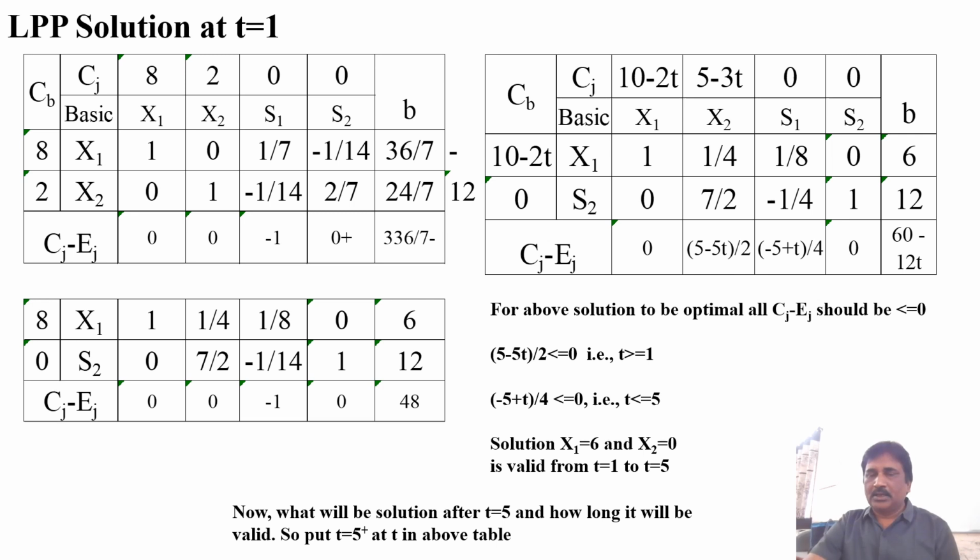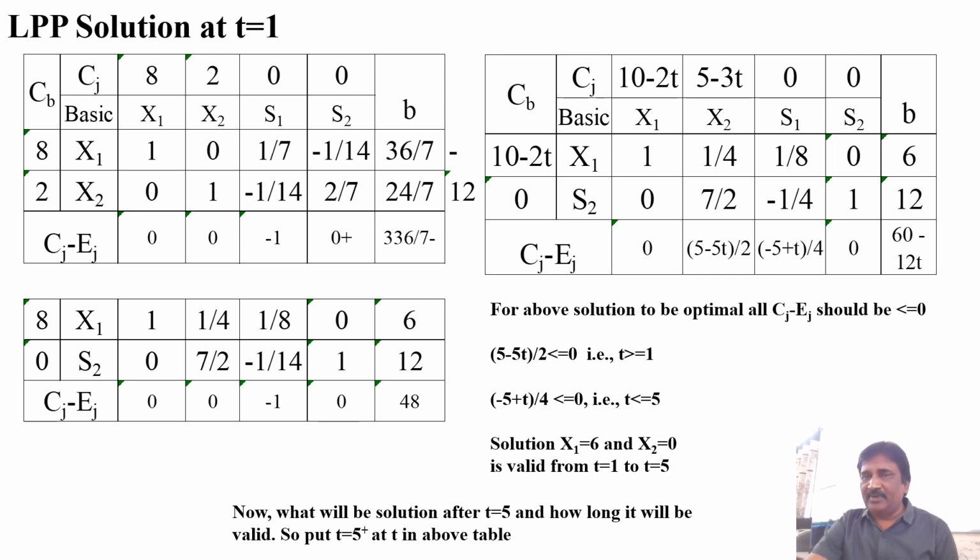Okay. And what will be the optimal solution? X1 equal to 6, X2 equal to 0, which is valid from t equal to 1 to t equal to 5. Now the question once again arises, how long will this continue to be the optimal solution? So what I will have to do for that is replace t by 5, because once again when t is equal to 5, I have to see how my simplex table will look.